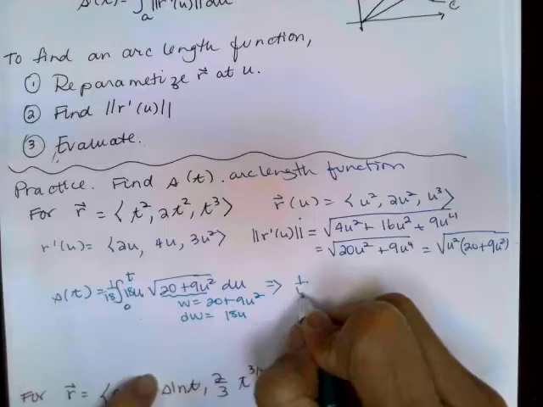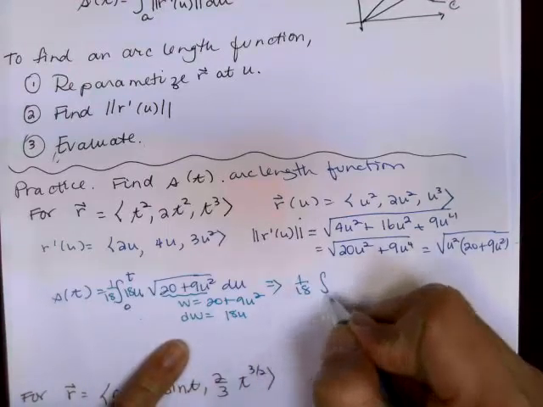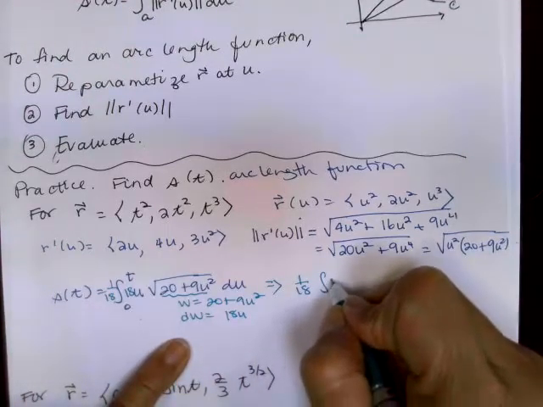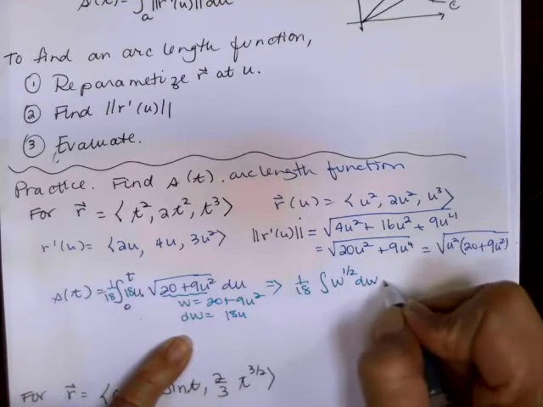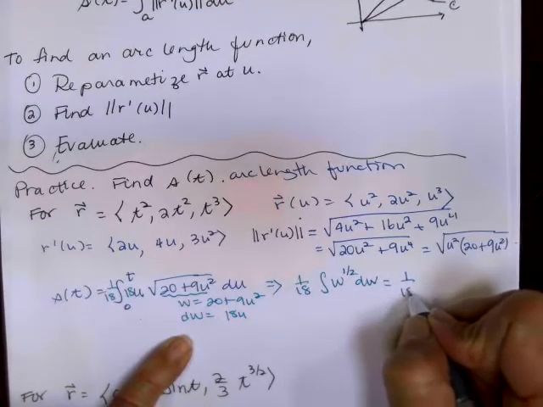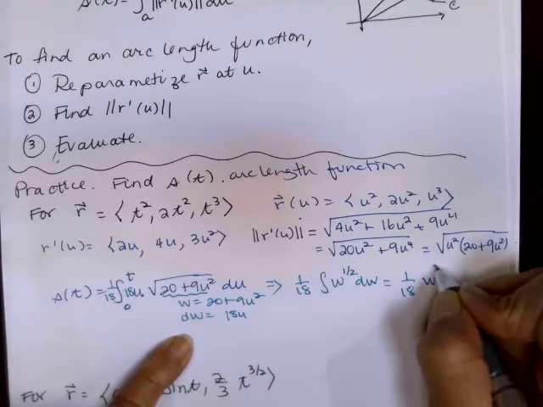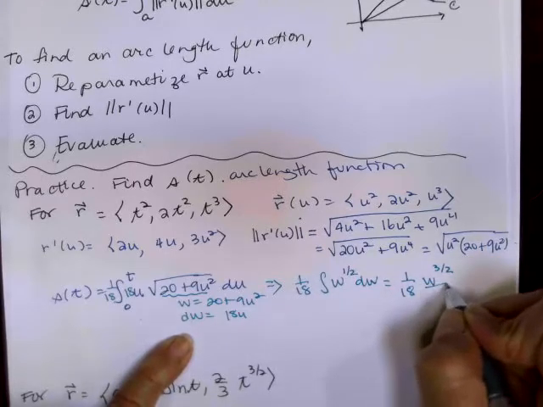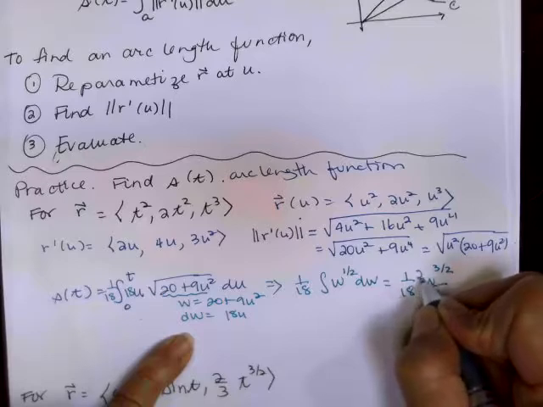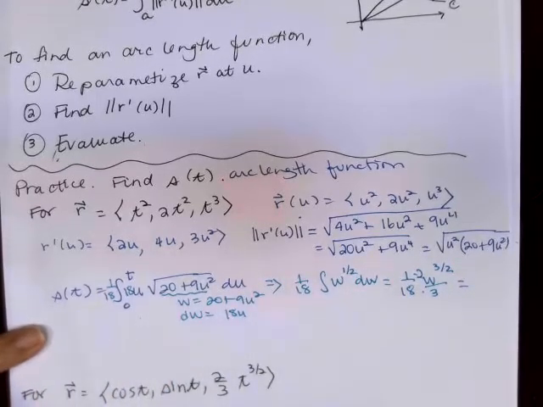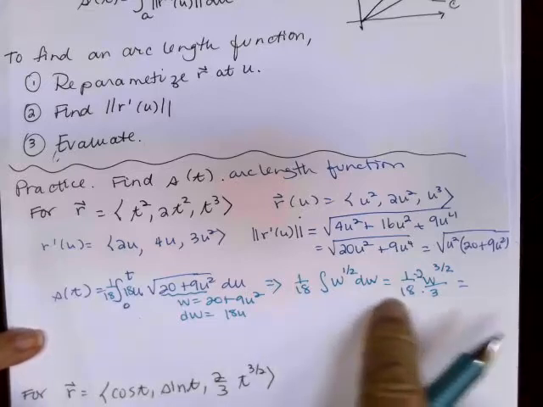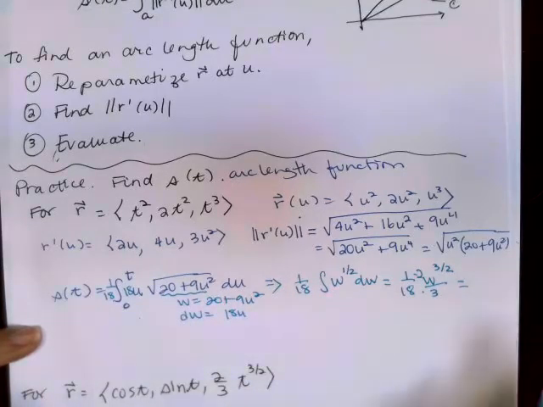Let's see, so I've got 1/18 integrating. What do I have? w to the 1/2 dw. 1 over 18 w to the 3/2 divided by 3/2. 2 pops up. Okay, I know it's getting ugly. We're almost done. We're going to work our way back through all of the different letters that we have.